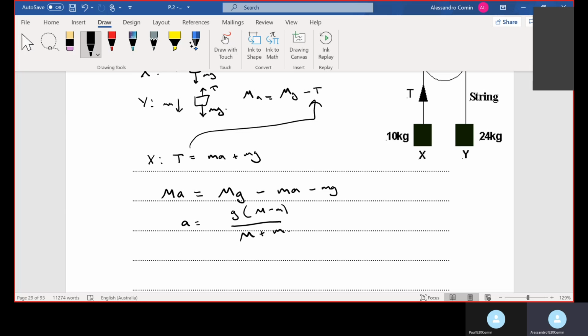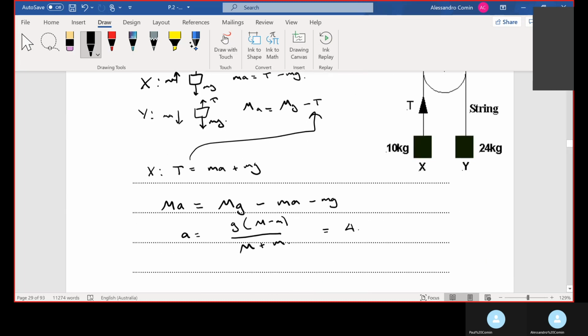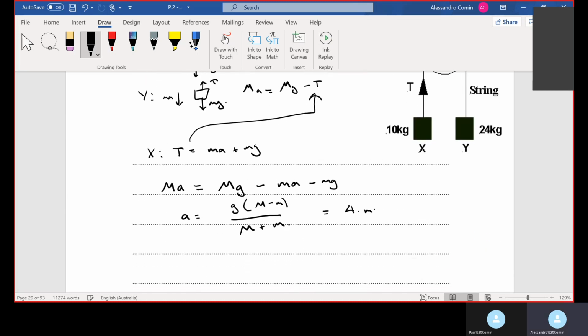I'll just give you a second to figure out how I did that whilst I just plug in the numbers on my calculator. And this is 4 meters per second squared.